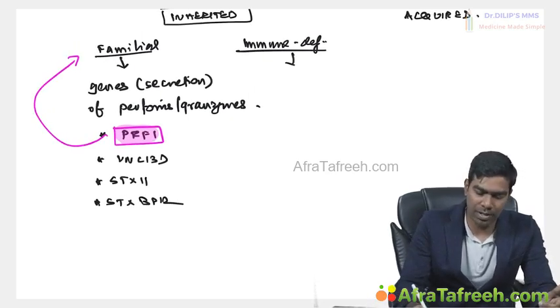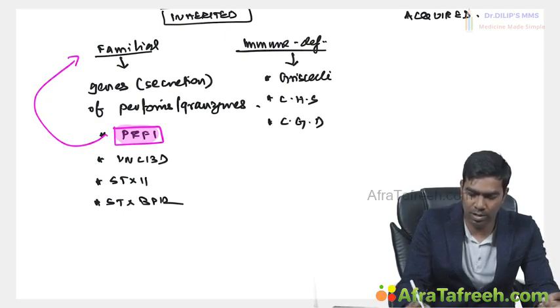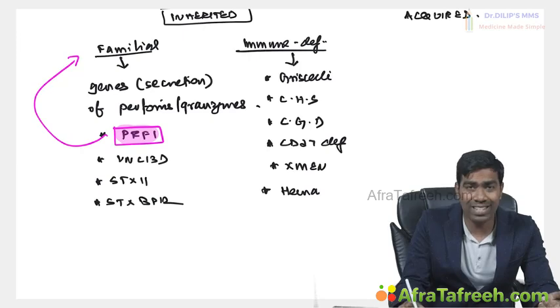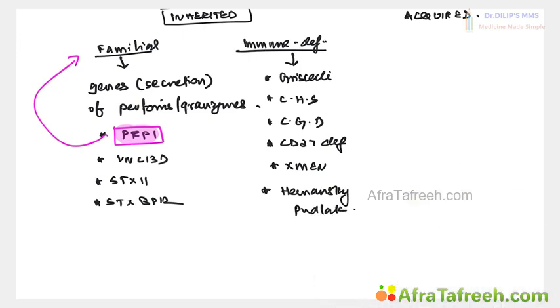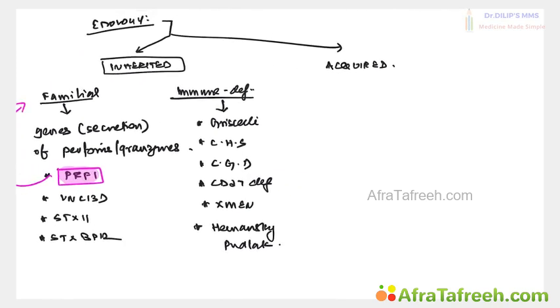Then immune deficiency associated, many syndromes are there, none of which is important for exams. But I will write them for namesake. You have Griscelli syndrome, Chediak-Higashi syndrome, chronic granulomatous disease, CD27 deficiency, X-MEN disease, Hermansky-Pudlak syndrome, X-linked lymphoproliferative disorder. Hermansky-Pudlak syndrome is associated with IBD as well. So a lot of these syndromes may be associated with the inherited forms of HLH.